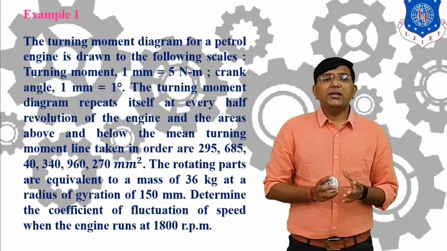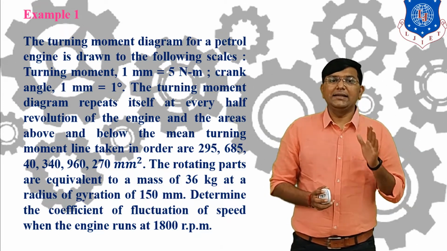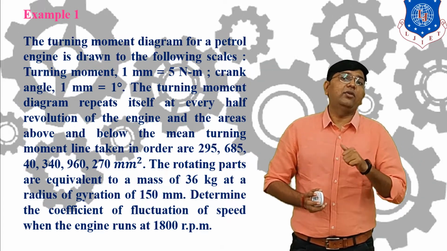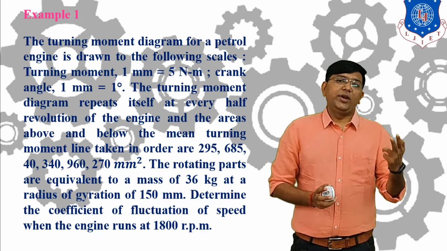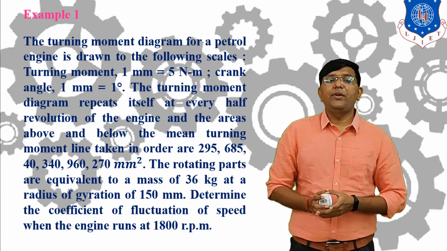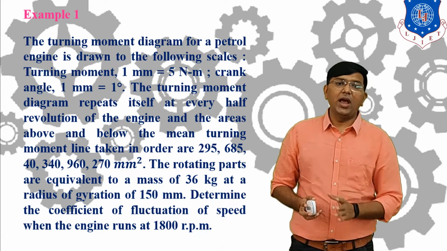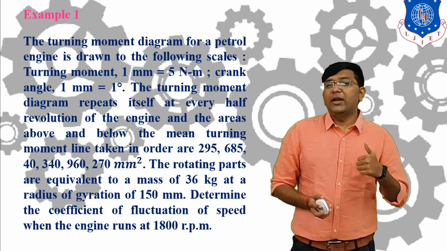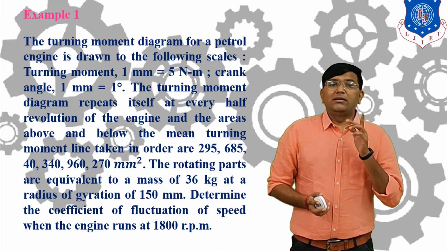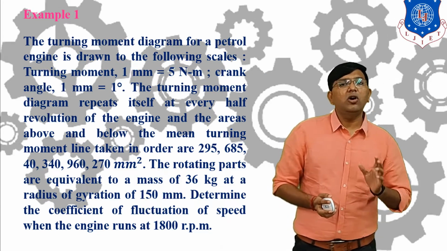The rotating mass is equivalent to 36 kg. The mass of the flywheel is given, that is 36 kg, and the radius of gyration small k is given as 150 mm. Now you have to convert mm into meter, so k is equal to 0.15 meter. Determine the coefficient of fluctuation of speed when the engine runs at 1800 rpm. We have to calculate the coefficient of fluctuation of speed, that is Cs, and the mean speed is given, that is 1800 rpm.